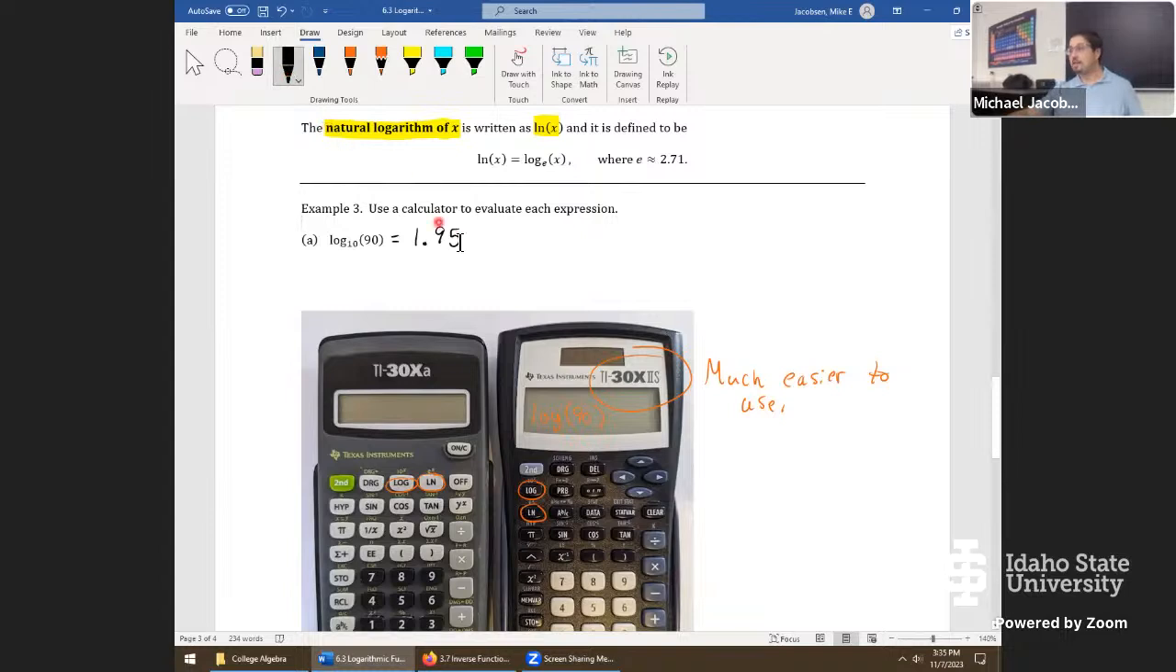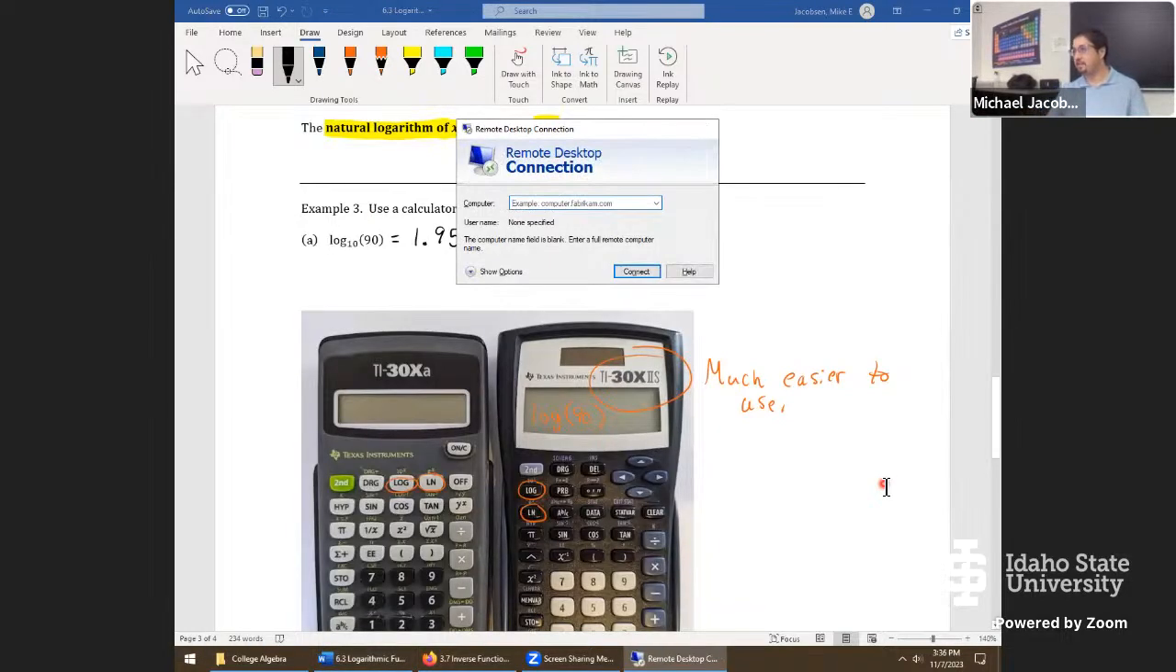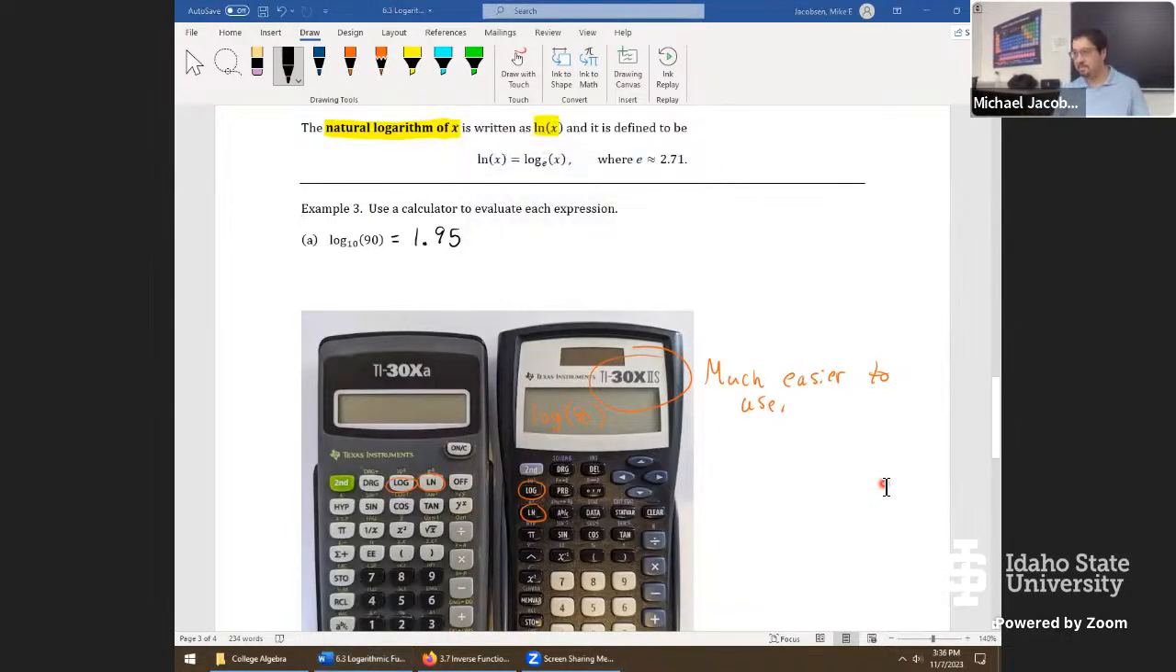So this is telling us 1.95 is the power or the exponent that you have to put on your 10 in order to get 90. So it's not a bad idea to just check that out. Let's use Desmos for that check.